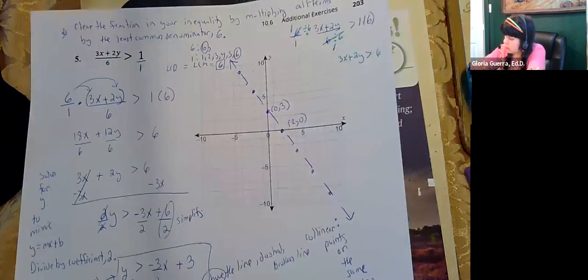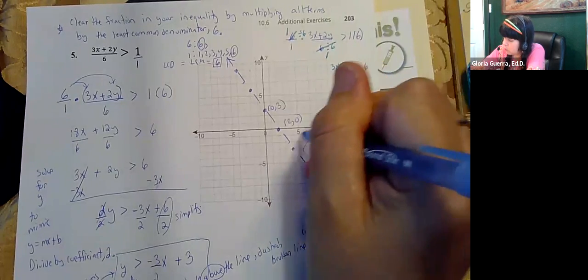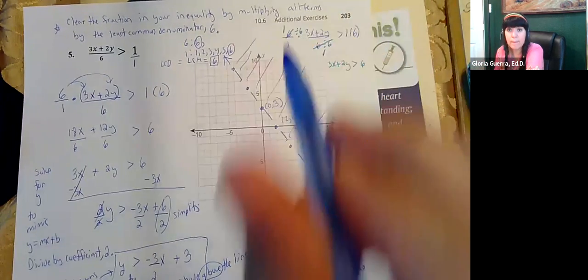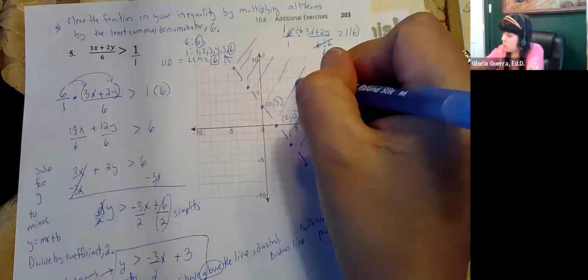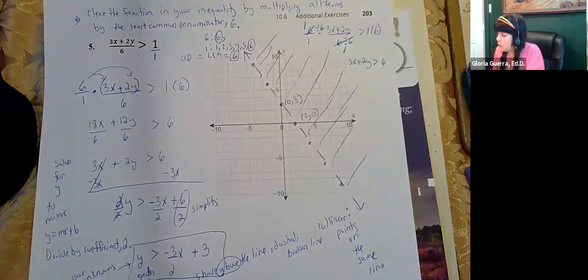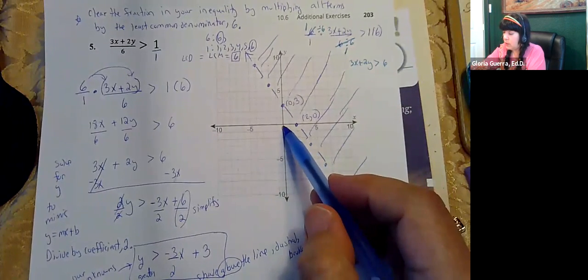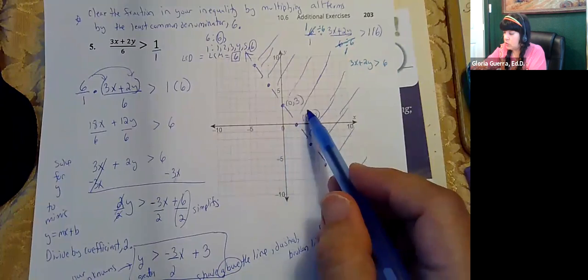And then you're shading above the line. And then we should do a little check. So we use 0, 0 because it makes the math easier. We should end up saying that we get a false statement, right? Because it's not in the shaded region.